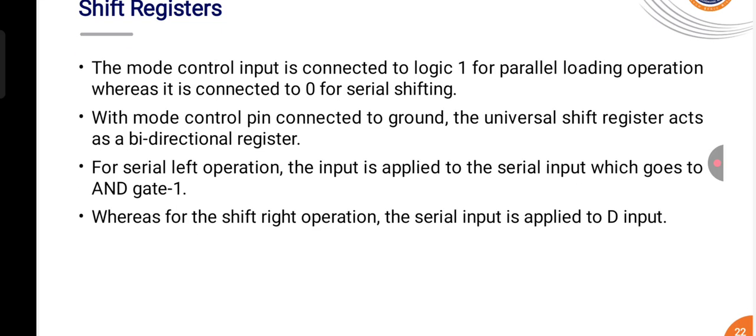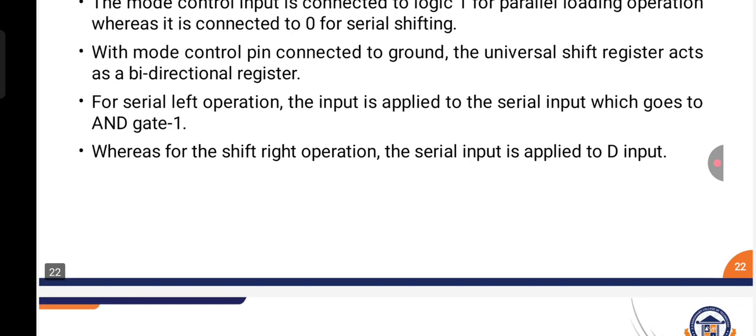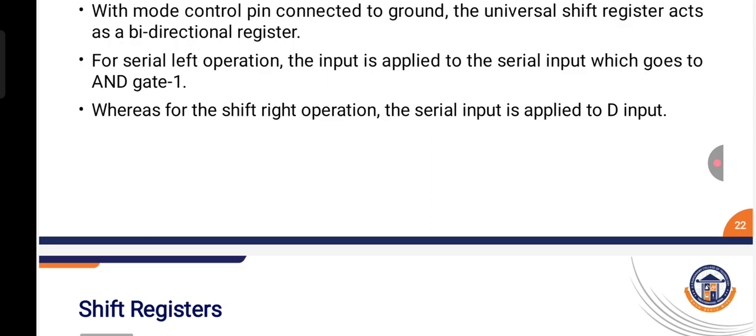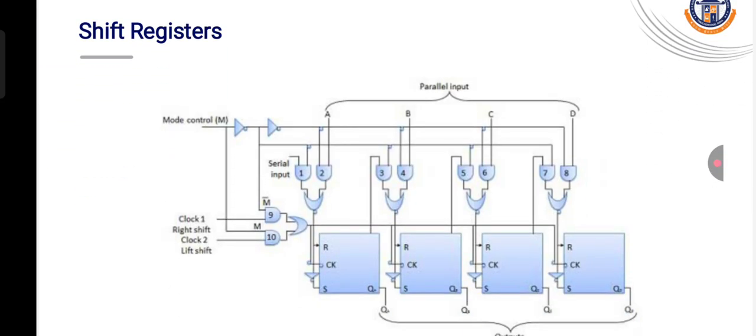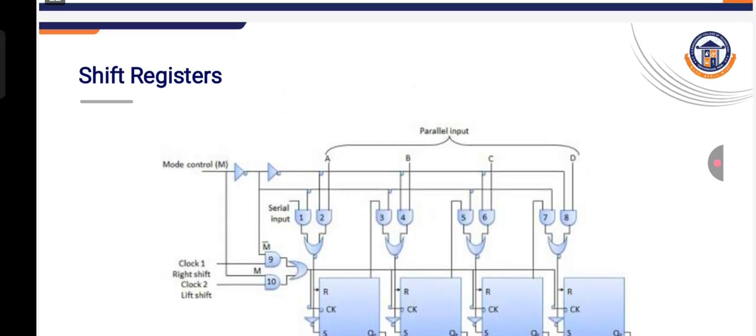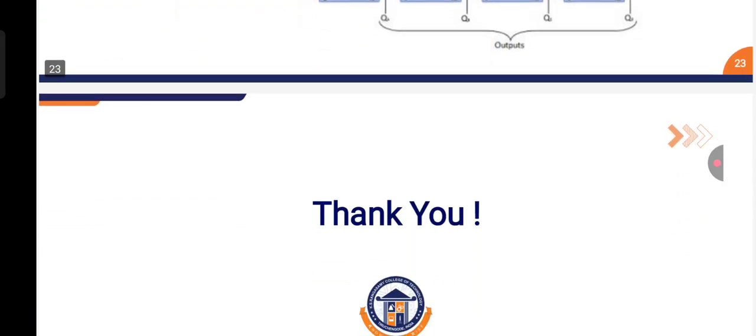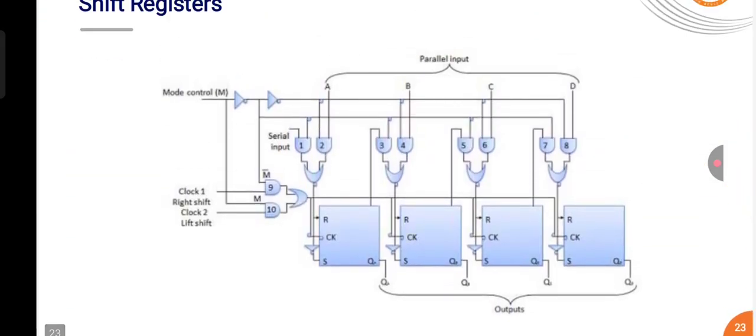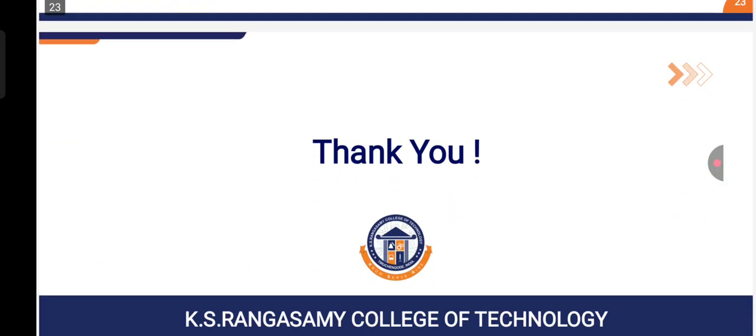When the mode control pin is connected to ground, the universal shift register acts as a bidirectional register. In a shift left operation, the input is supplied to the serial input which goes to AND gate 1, whereas in a shift right operation the serial input is applied to the D input. This is the block diagram of the universal shift register. Thank you.